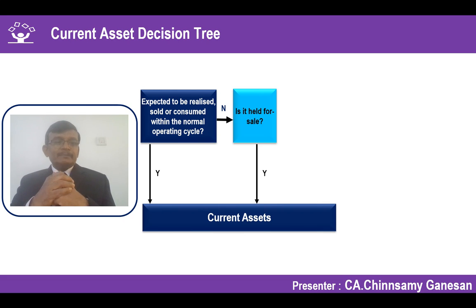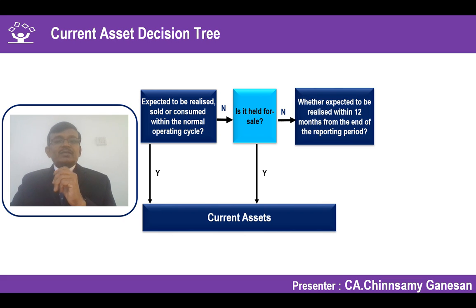current asset. Suppose neither of these two rules is applicable for this particular asset, then I will ask the next question: whether this particular asset is expected to be realized within 12 months from the end of the reporting period. The end of the reporting period is, say for example, 31st March 2019. Whether it is expected to be realized by 31st March 2020, then that particular asset is considered to be a current asset. If I am saying no, this is also not applicable to me.